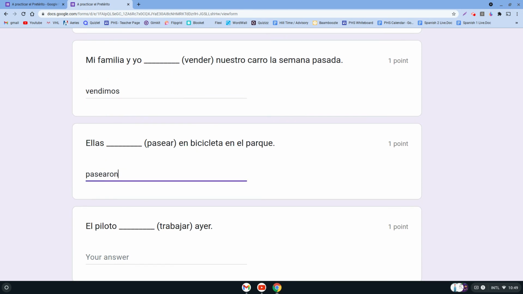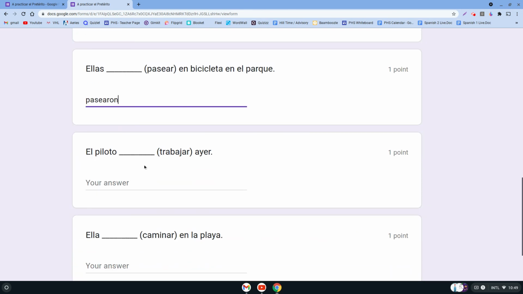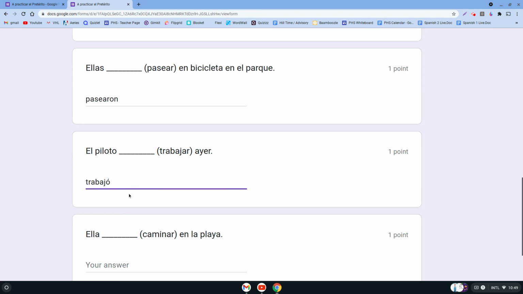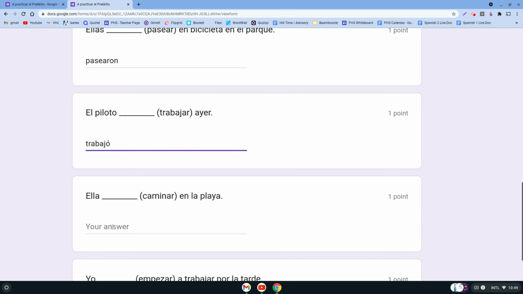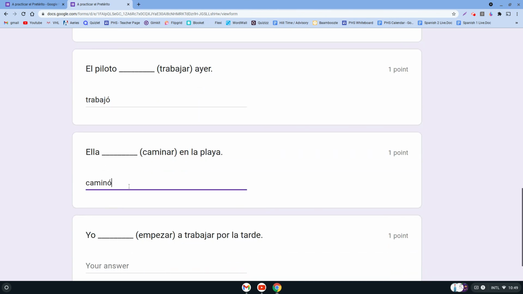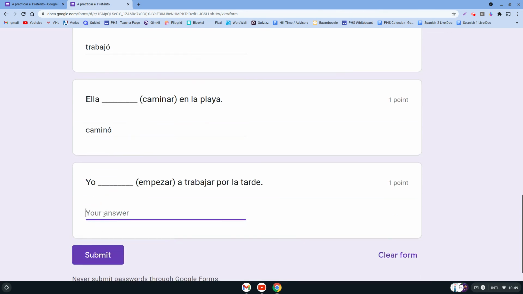Ellas pasearon en bicicleta en el parque. They rode bikes at the park. El piloto trabajó ayer. The pilot worked yesterday. Again, the accent mark on that O, because without it, it is trabajo, and that means I work. Ella caminó en la playa. She walked at the beach. Again, accent mark. Last one.